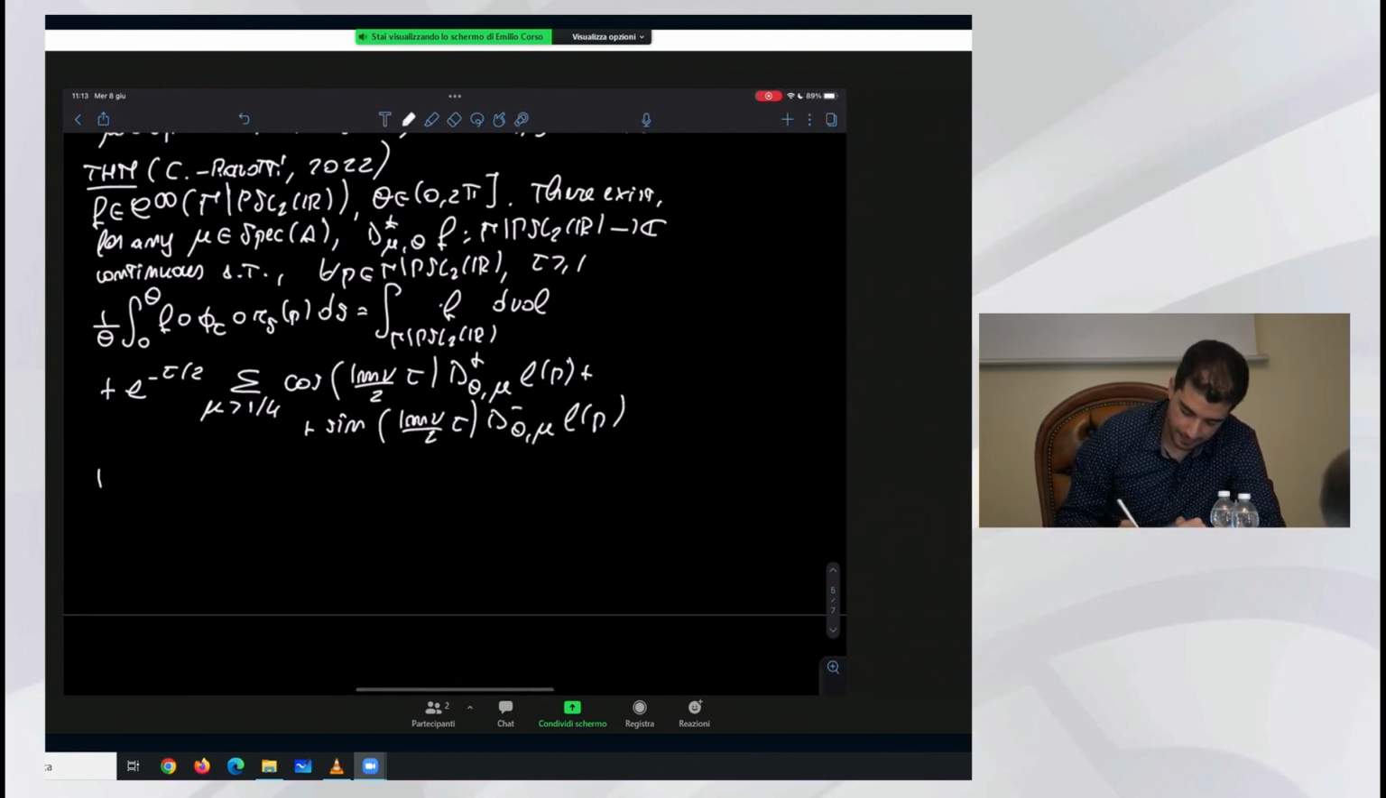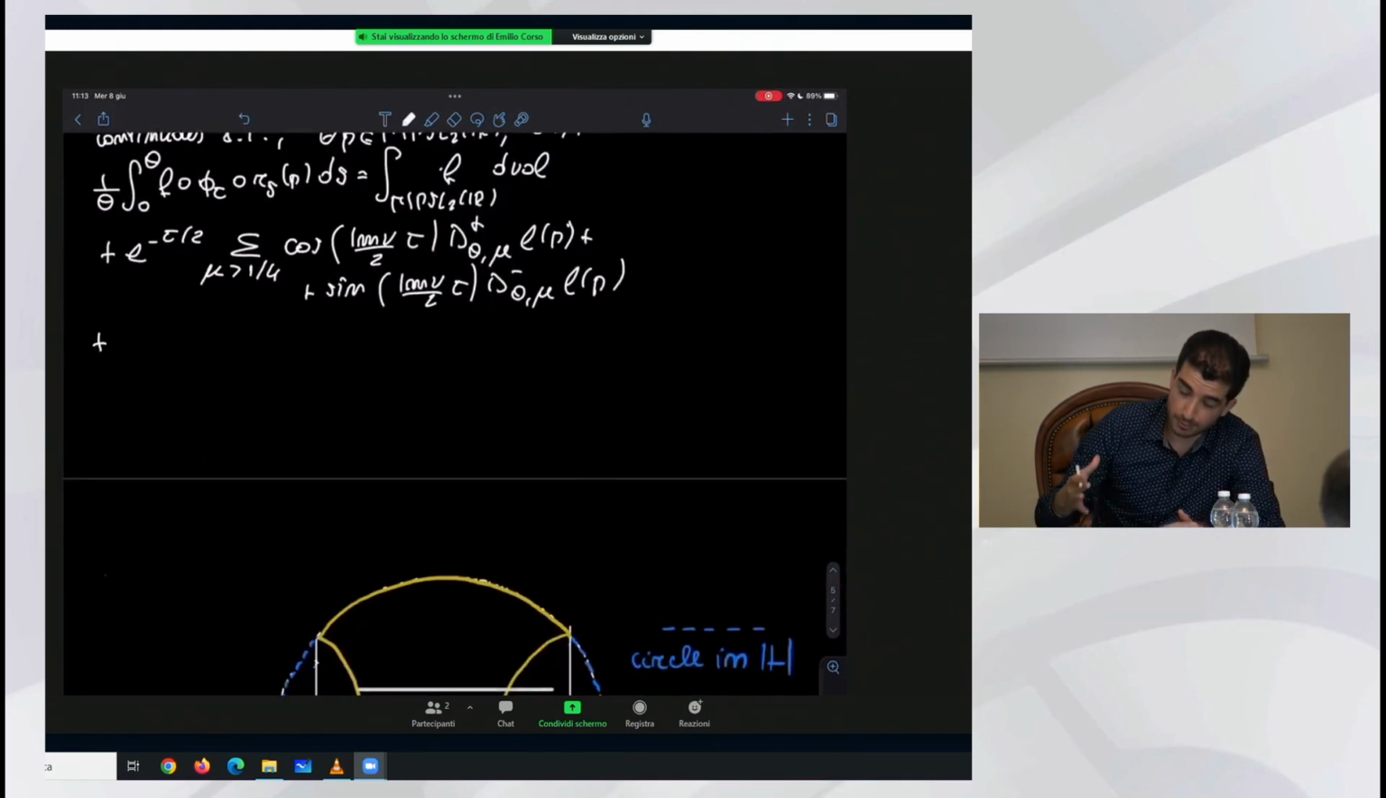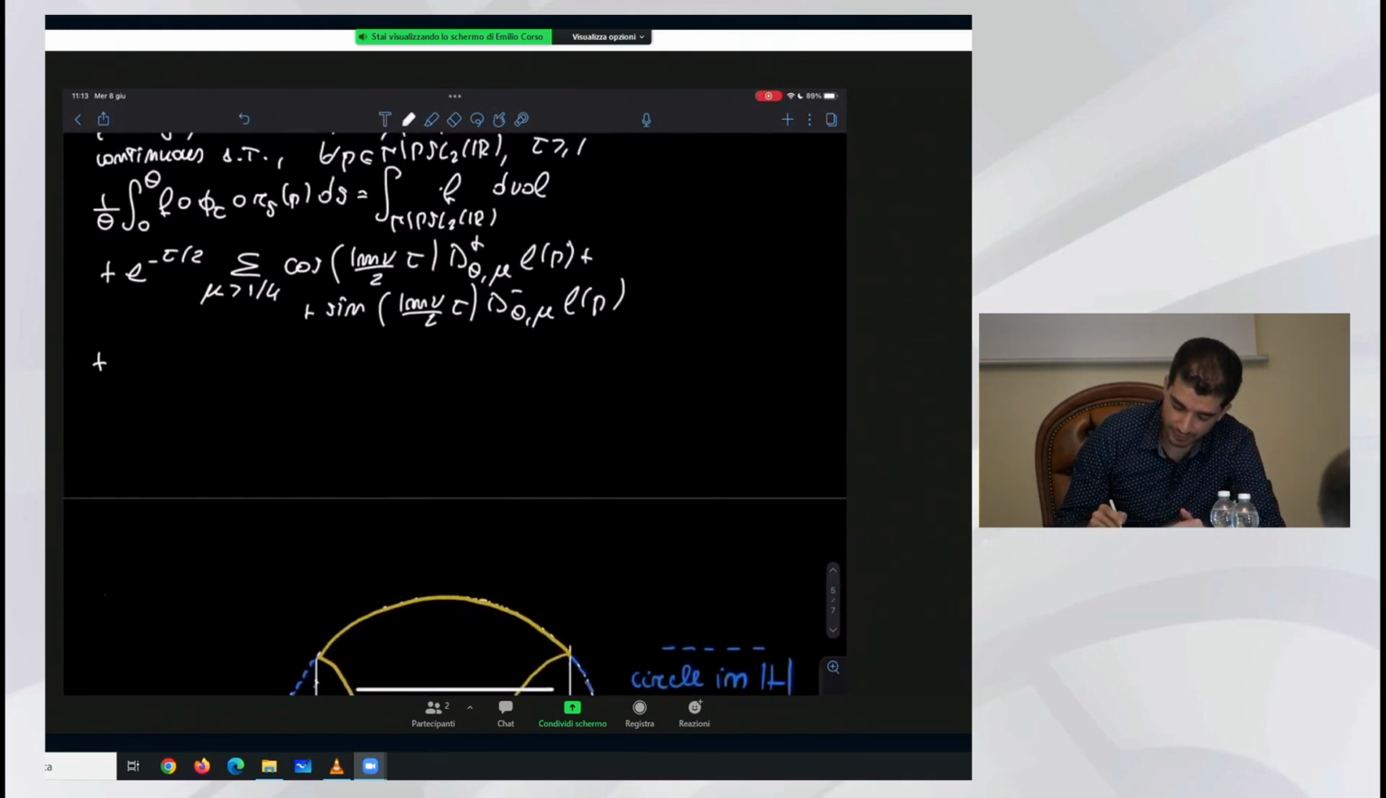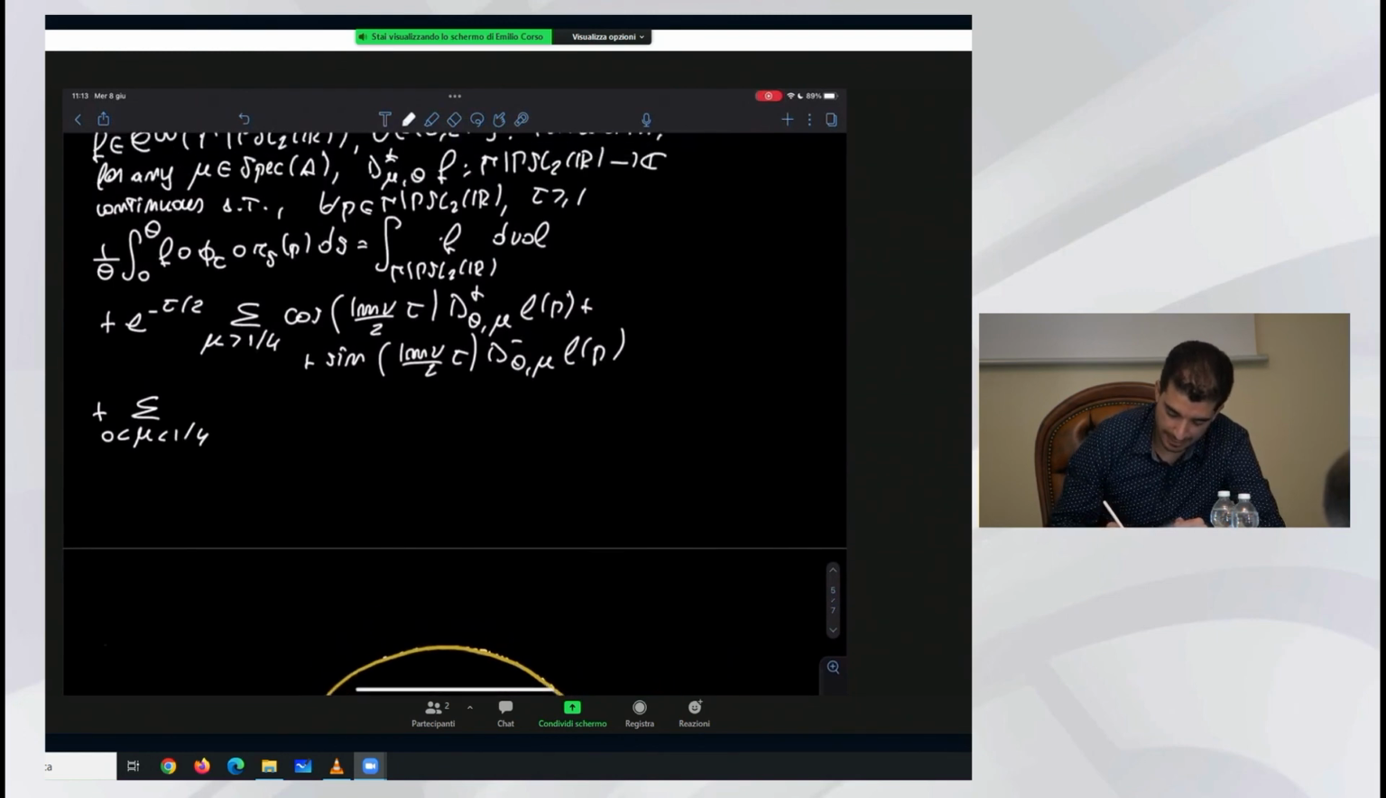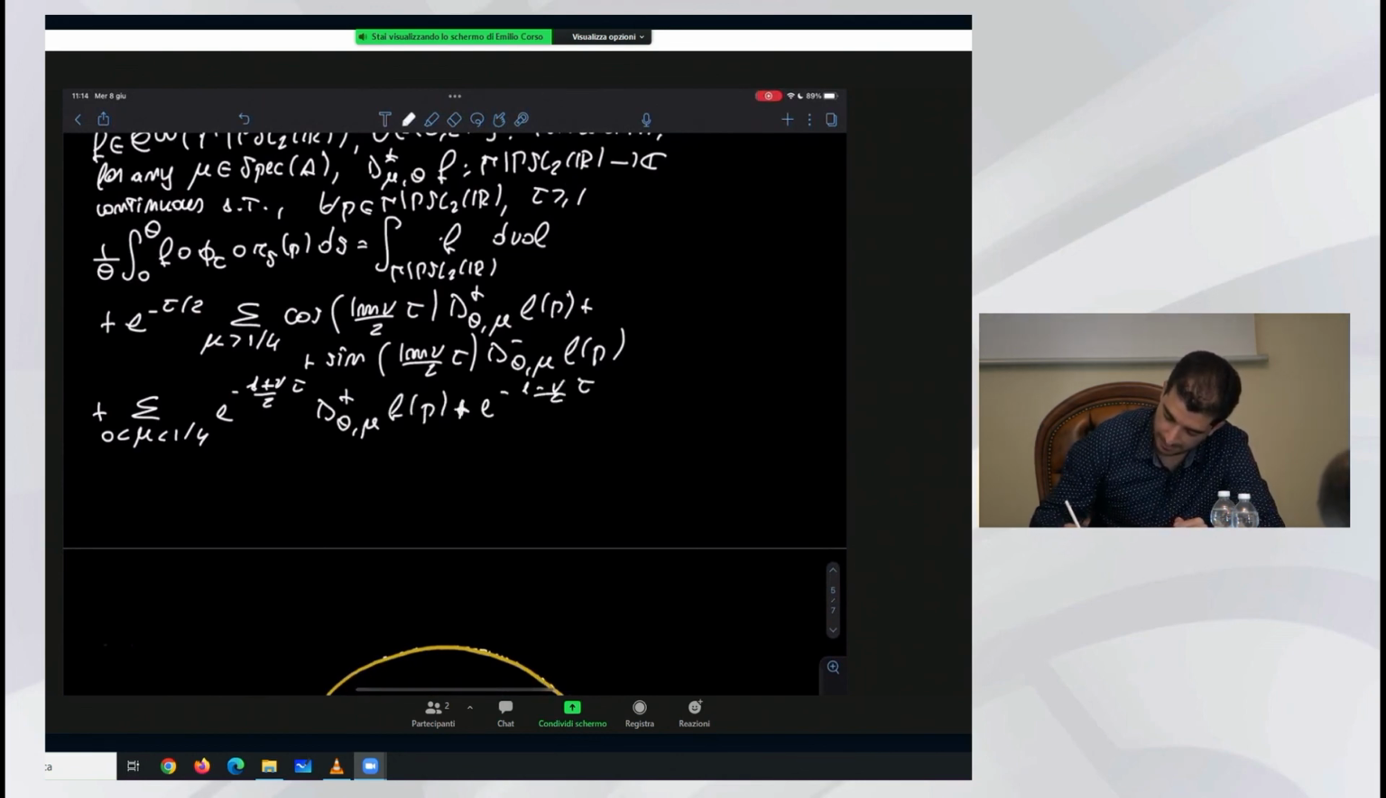Then I have the contributions coming from what are called the complementary series representations of SL2, so the eigenvalues between 0 and 1/4. And here I have a first term, which is e to the minus 1 plus mu over 2 t times the corresponding coefficient, plus e to the minus 1 minus mu halves t d minus theta mu.